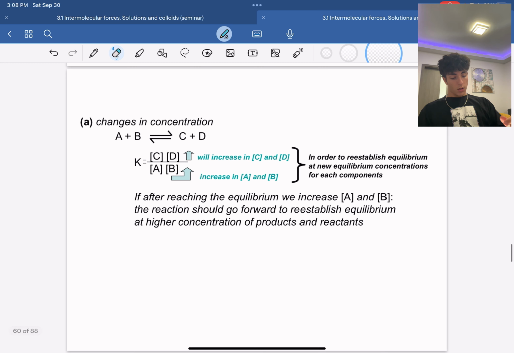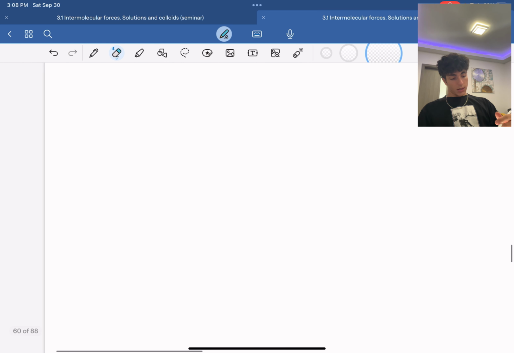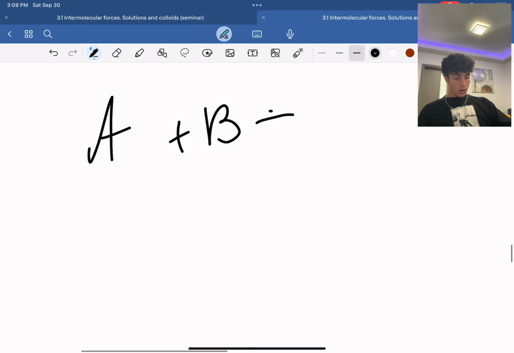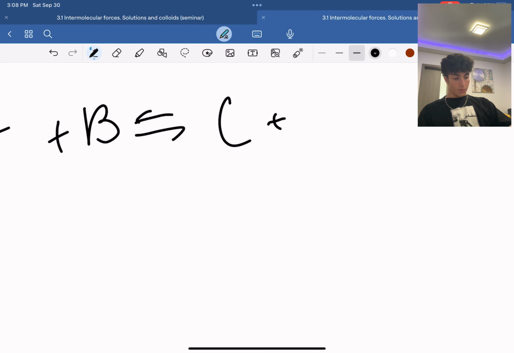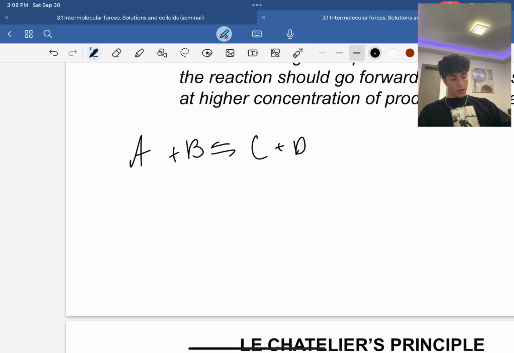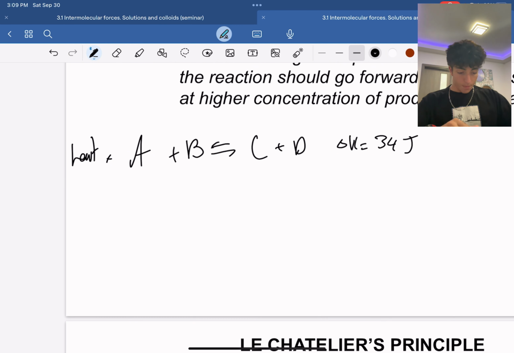Temperature. So, I'm going to use this little bit of space. So we're going to do A plus B is an equilibrium, gives C plus D, okay? Now, I'm going to give you guys 2 examples. Let's say this has a delta H of 34, joules, whatever. Delta H is heat, okay? When it is positive, that means it's taking the heat. It's absorbing the heat. So the heat comes on the reactant side.